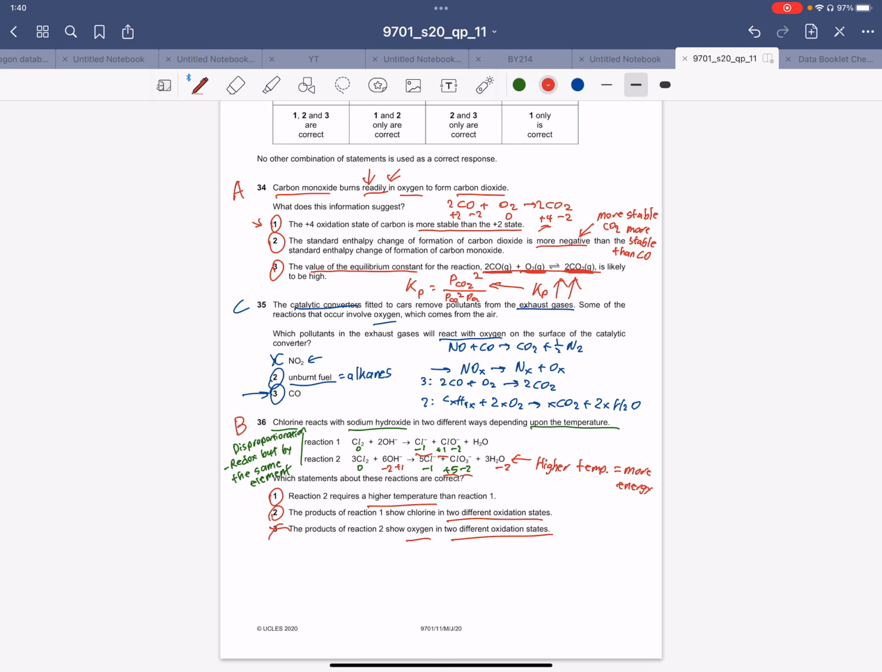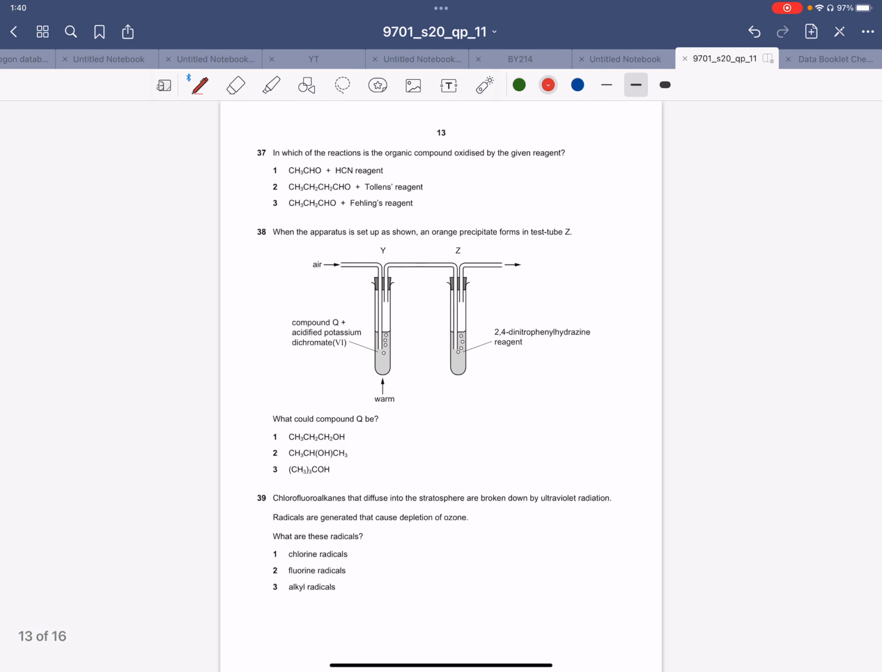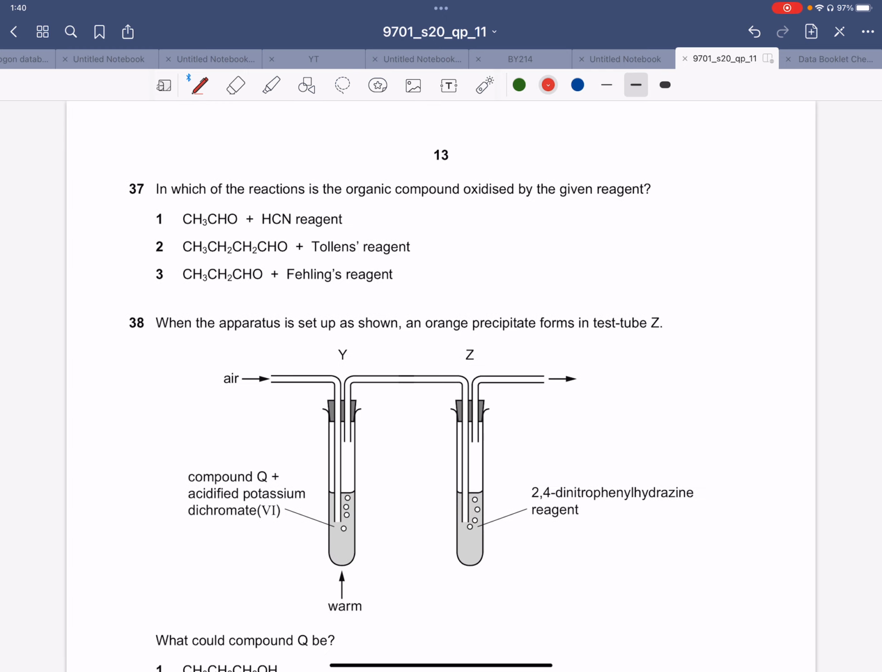Hopefully that made a bit of sense, and if you didn't know anything, hopefully that enlightened you a bit. Question 37. All right, we are on the home stretch. There's only like 4 questions left to go.